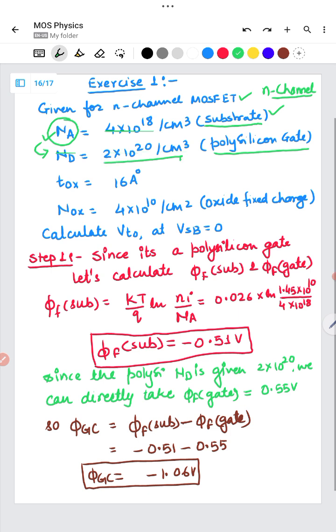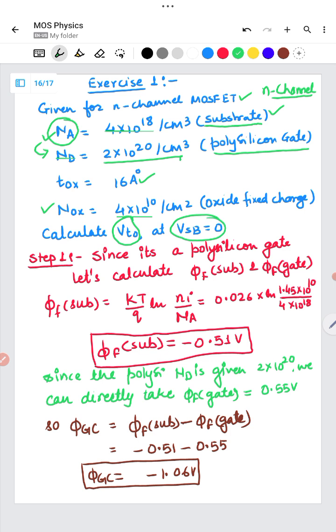And what is the T oxide? That means oxide thickness is given as 16 angstrom. NOx, defect density in the oxide region, is given as 4 into 10 to the power 10 per centimeter square. We have to calculate the threshold voltage, which is at VSB equal to 0.